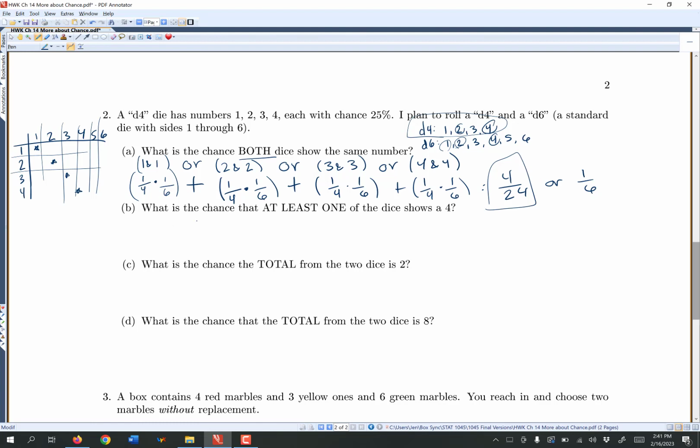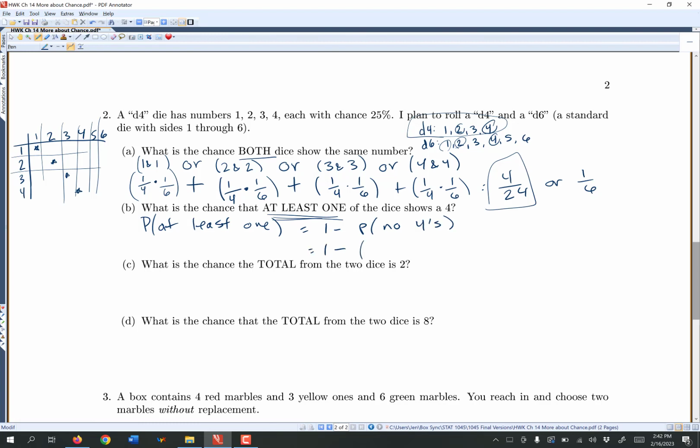Okay, let's see, for B, what is the chance that at least one of the dice shows a 4? So anytime you want at least one, let's just do it without the visual first. If you want at least one to show a 4, the probability of at least one is equal to 1 minus the probability of no 4s. So let's see if we can figure out what that would be.